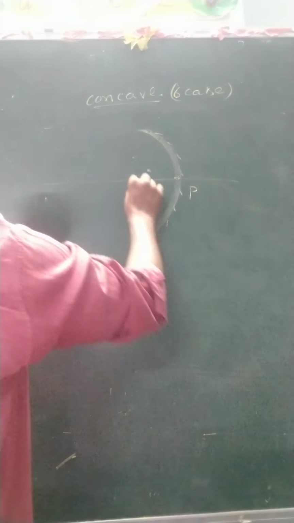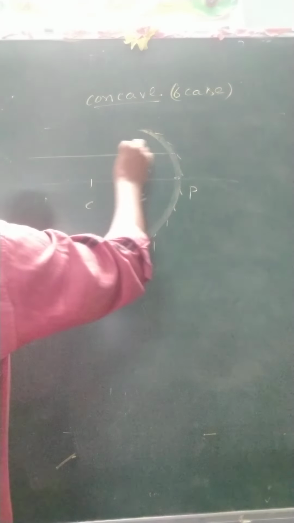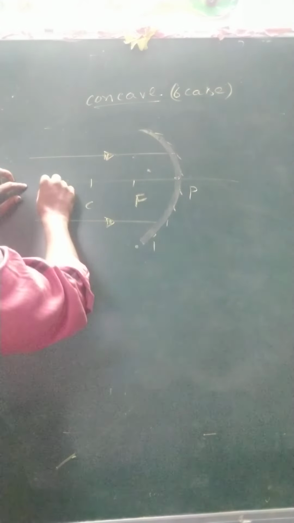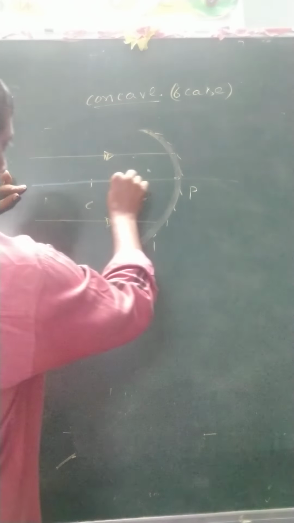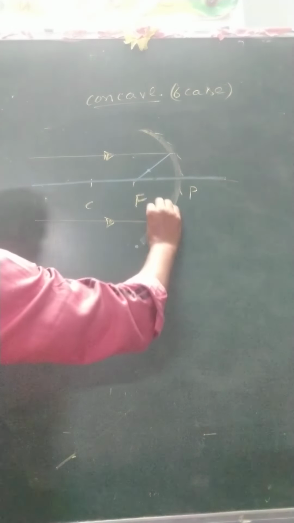First case, for concave mirror, object placed at infinity. Object placed at infinity means the rays are moving parallel to the principal axis. What is the principal axis? This line is called the principal axis. The rays are incident on the mirror parallel to the principal axis. After reflection they are passing through the focus. That means they meet at the focus only. That is the first rule.